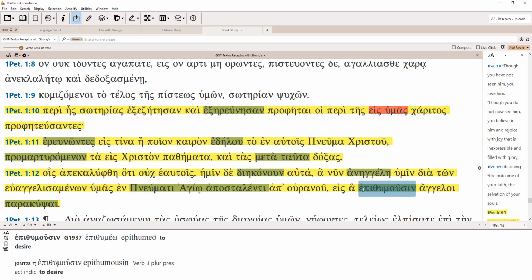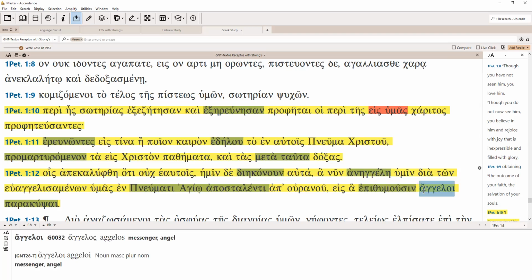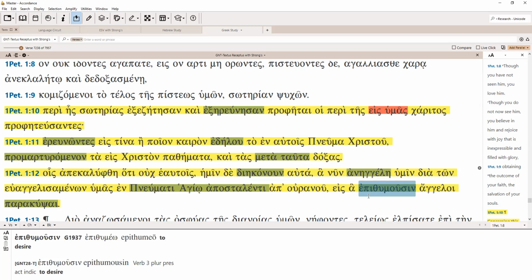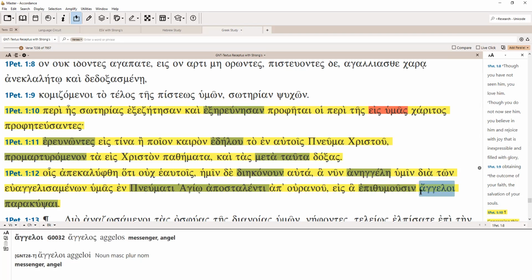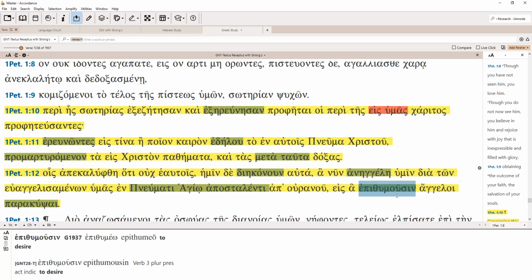So here we have the verb fronted before the noun, the subject of the verb, angeloi. So there could be some emphasizing going on. Ha epithumousin, which the angels desire. So even the angels desire parakupsai. Parakupsai here is translated to look through, you could say to stoop down and look at, to peer down at.